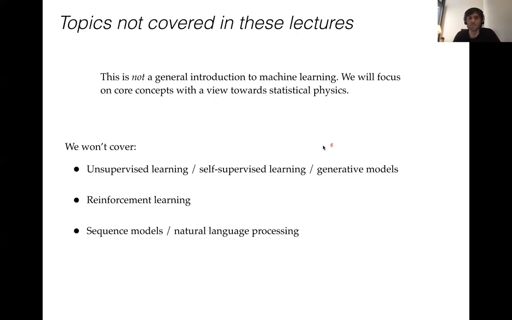So there are many areas of machine learning that do have connections to statistical physics that I won't be covering. I won't be covering something called unsupervised learning or self-supervised learning or generative modeling, if you know what those words mean. I won't be covering reinforcement learning, and I won't be covering sequence models or natural language processing. If you're on Twitter, you might have seen people quoting GPT-3 recently, so I won't be covering anything like that. I'll be covering the core basics of supervised learning that Wave and others introduced earlier today.